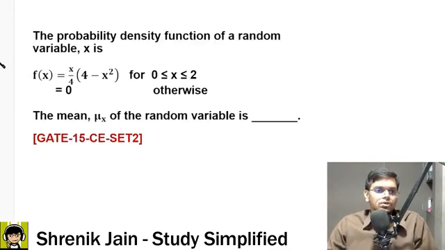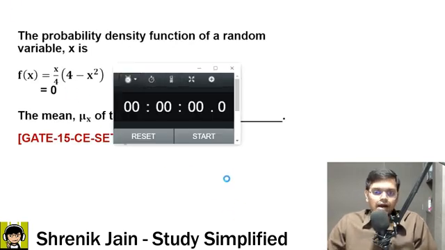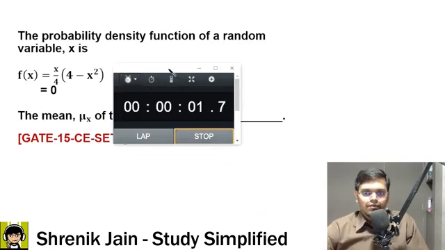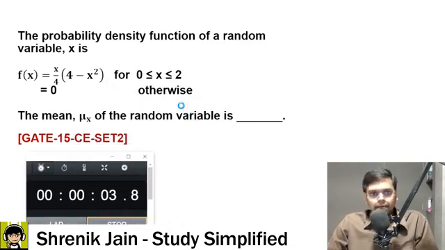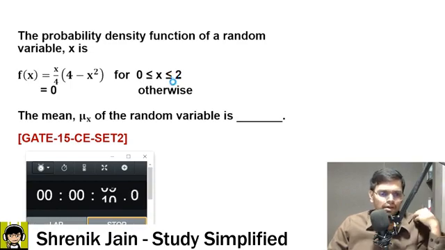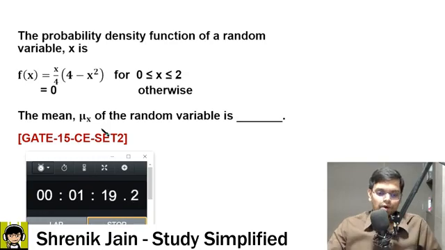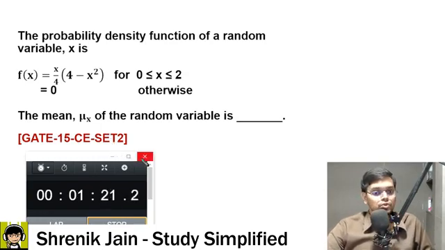Try it out. 2015 Civil Engineering Set 2. Your time starts now. The probability density function of a random variable where x is, obviously you can see, x is going from 0 to 2. It's a continuous random variable. f of x, the PDF, is given like this. But now they are asking, can you find the mean of the random variable? Daksh is saying 1.067, and some students will not get that.